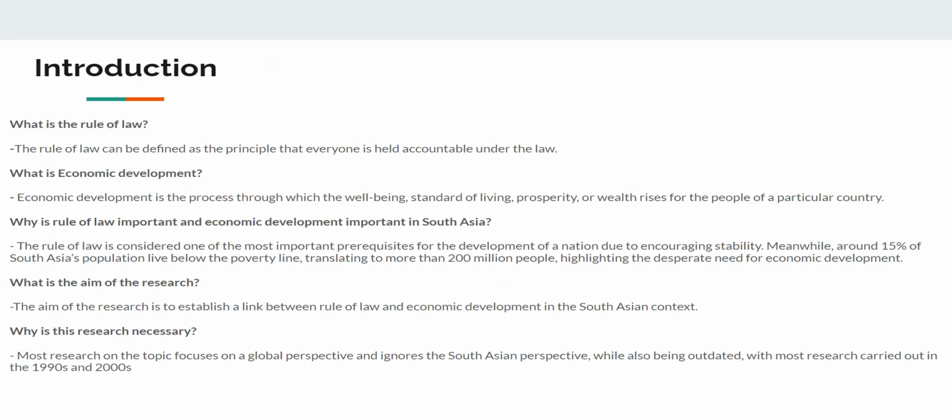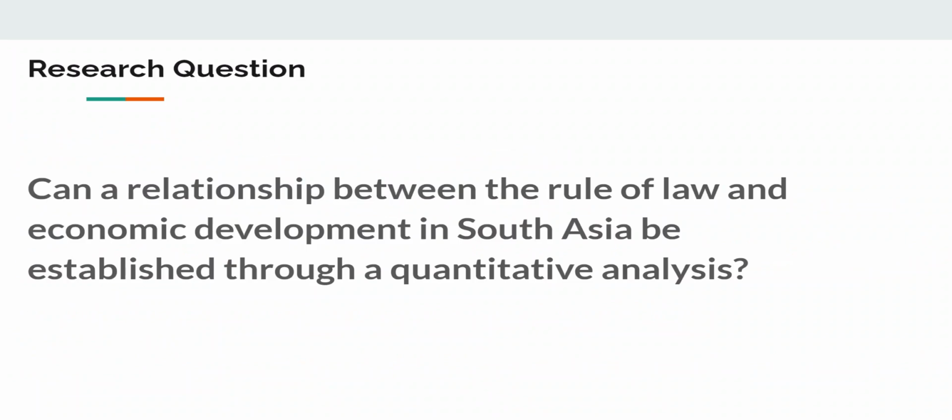The rule of law can be defined as the principle that everyone is held accountable equally under the law. Examples of the rule of law include judicial integrity, enforcement of contracts, and low corruption. What is economic development? Economic development is the process through which the well being, standard of living, prosperity, or wealth rises for the people of a particular country.